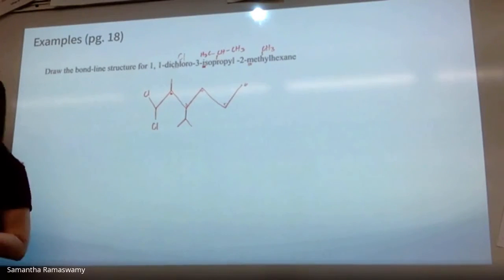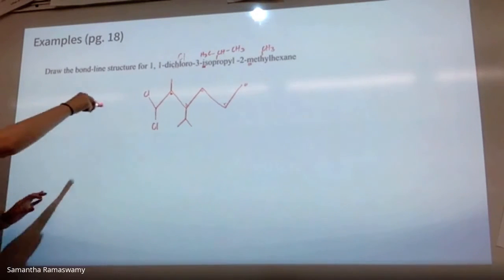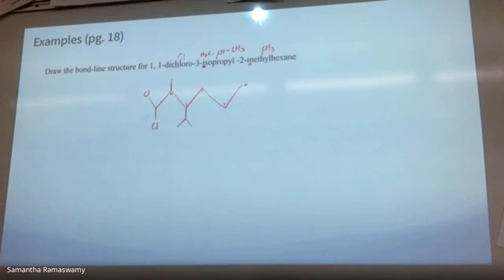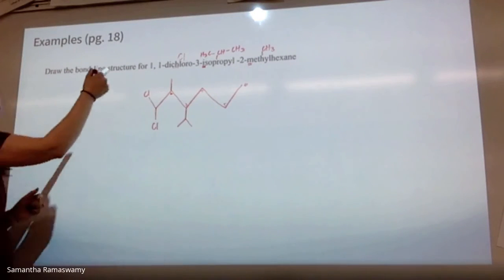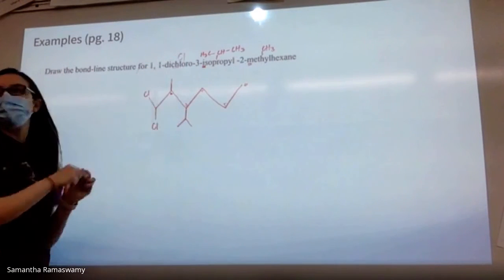Why are there 2 ones in this one? Because since both of these chlorines are on the first carbon, even if they're on the same carbon, you need as many numbers as substituents. So the 1,1 tells you that dichloro, you have 2 CLs. They're both on the first carbon.